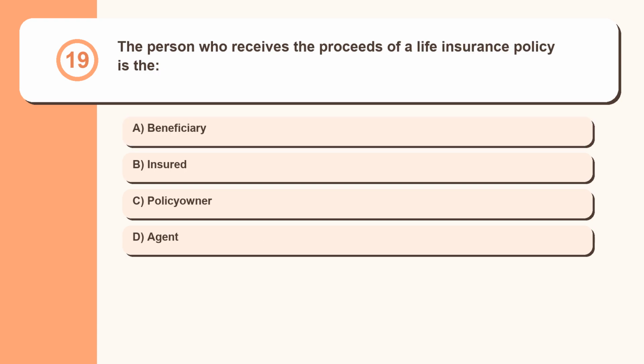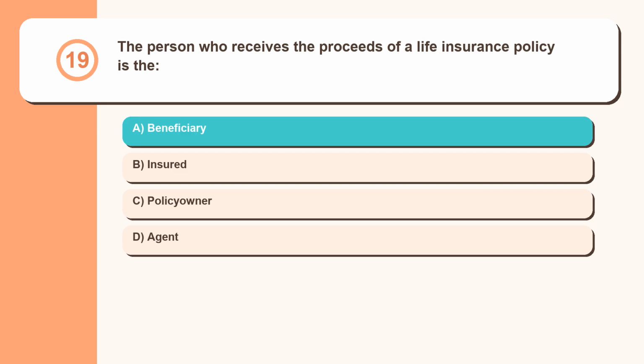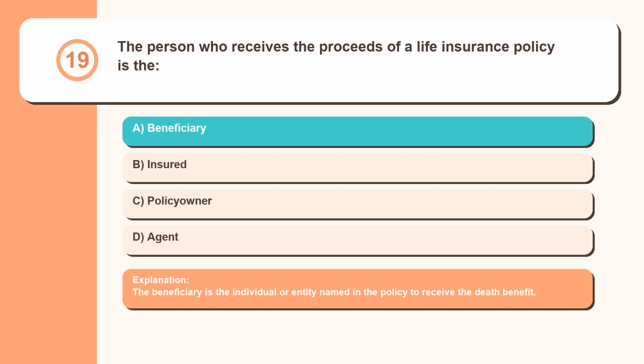Question 19. The person who receives the proceeds of a life insurance policy is the beneficiary, insured, policy owner, agent. The beneficiary is the individual or entity named in the policy to receive the death benefit.